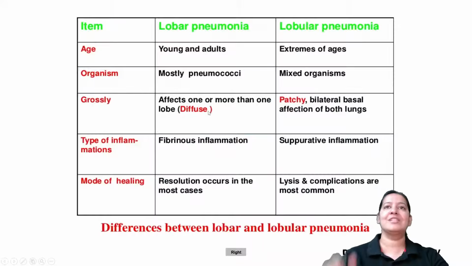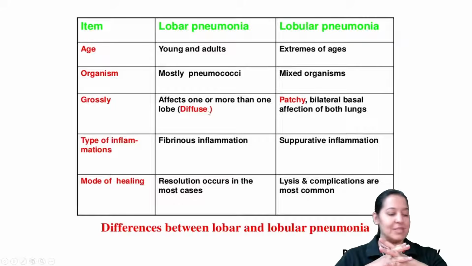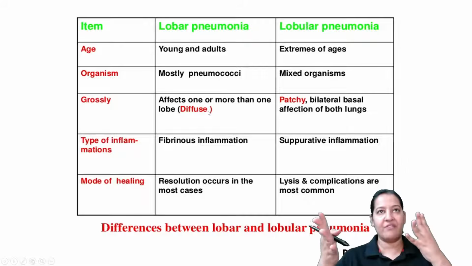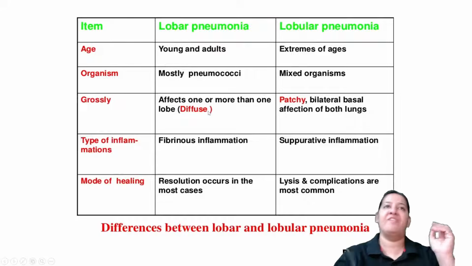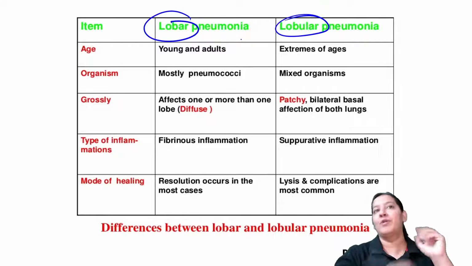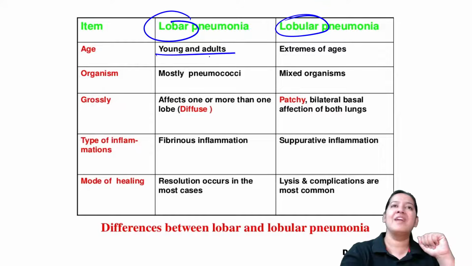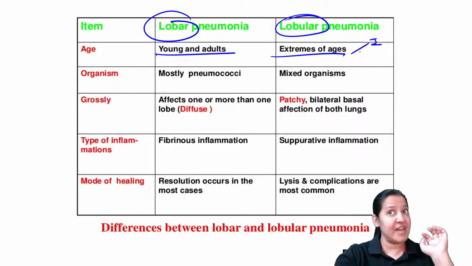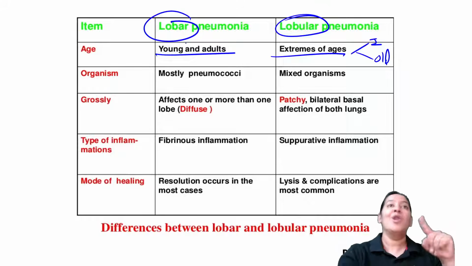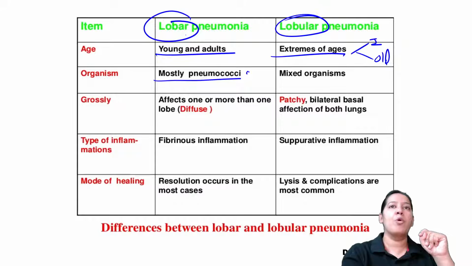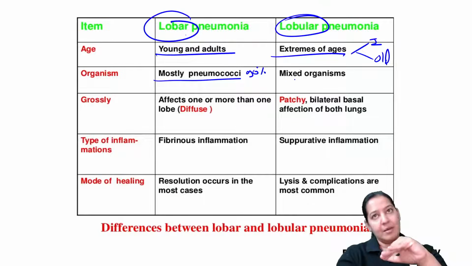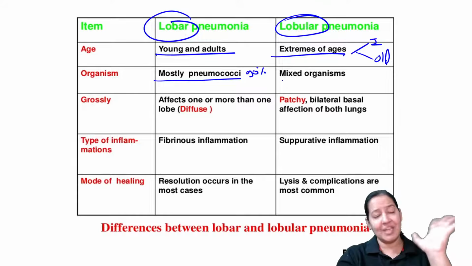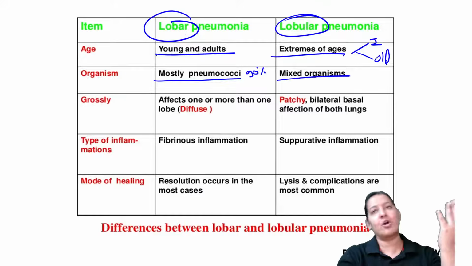So that is the difference between the two types of pneumonia. Someone among you, I guess NK, was asking what is the difference between them. So apart from anatomically, this is how we can differentiate lobar and lobular pneumonia. Lobar pneumonia occurs in young people and adults. Lobular pneumonia occurs at extremes of age, either infancy or old age, not adults. Lobar pneumonia is most commonly caused by pneumococci, 90% of the time. Lobular pneumonia is not caused 90% by pneumococci like lobar. It is caused by mixed organisms.